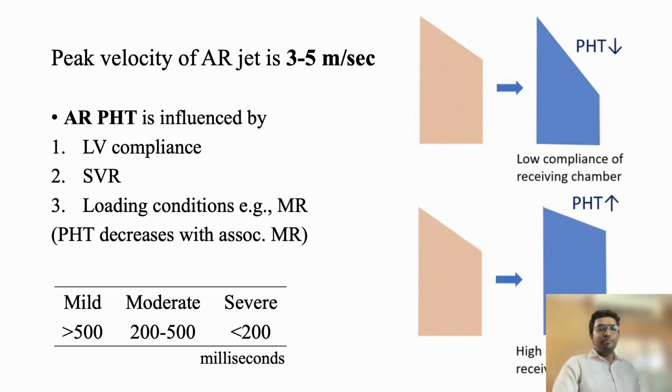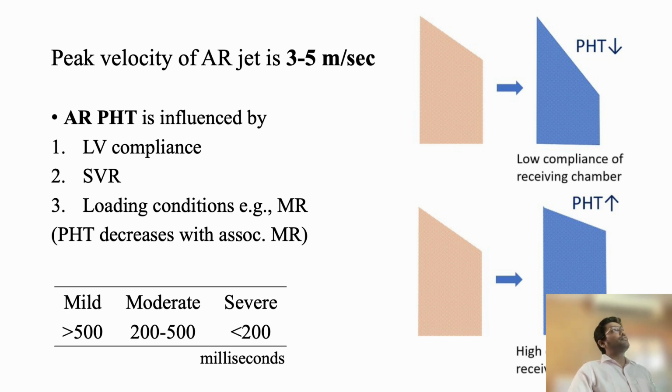Now the problem of AR PHT is that it is influenced by LV compliance, SVR, the systemic vascular resistance, and any loading conditions, for example MR. So PHT actually decreases with associated MR. If we consider the gradation of the MR, if mild it is more than 500, moderate 200 to 500, and severe less than 200.